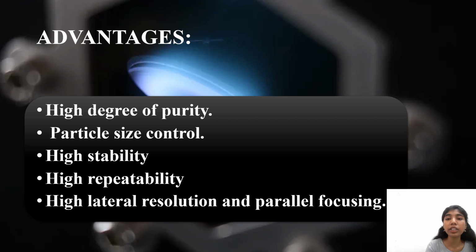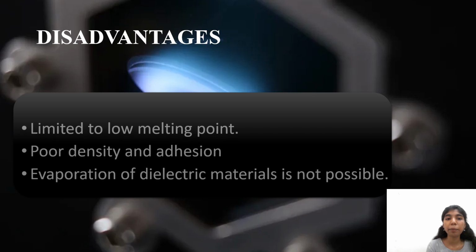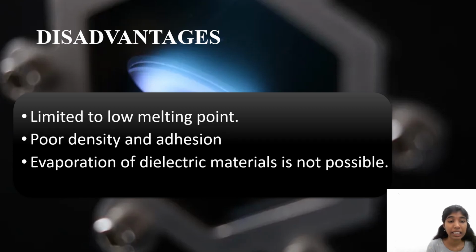When you're talking about the disadvantages of this method, it is limited to low melting point materials. If the melting point of the precursor material, that is the cluster source material, is too high, then it is very difficult to convert it into vapor form. We are basically converting the solid into vapor here. So if the melting point is too high, it is really difficult to convert it into vapor.